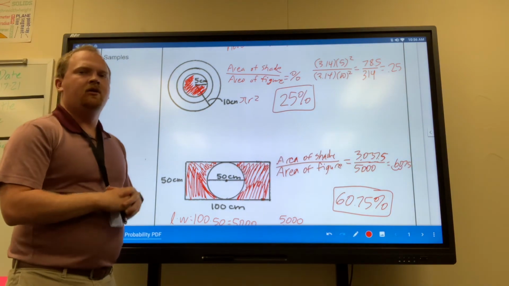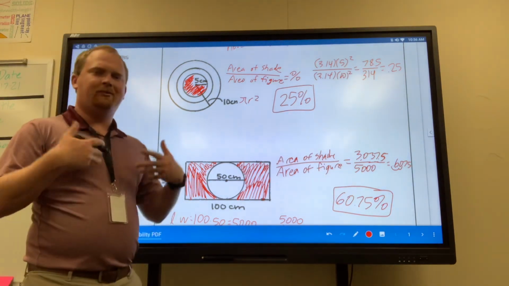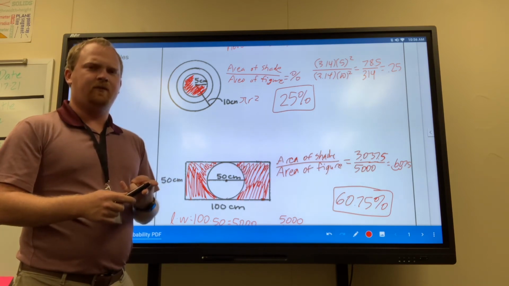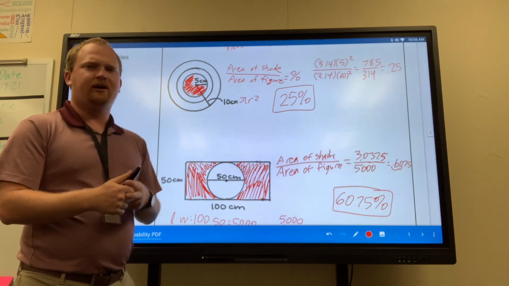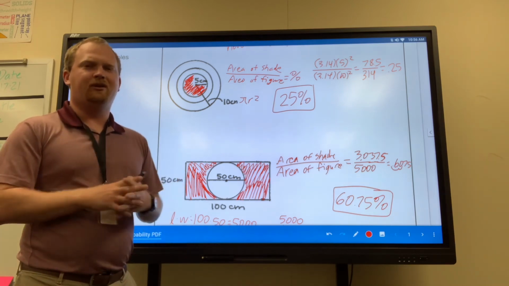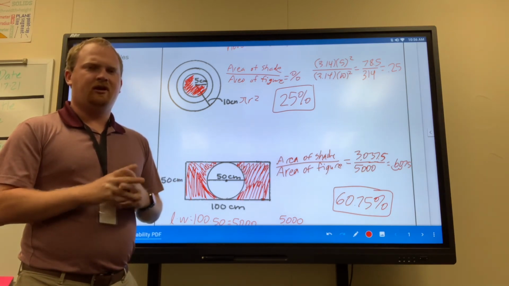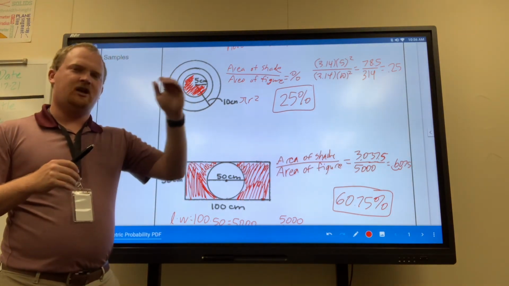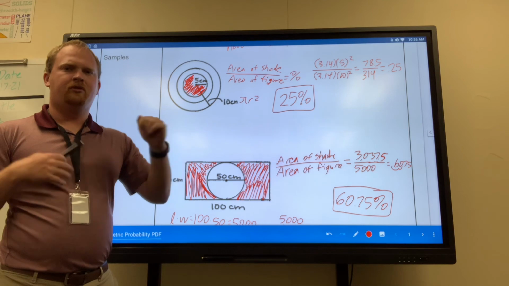All right. So what we have to be able to do is find the area of the shade, the area of the entire figure, divide those two out, and then move the decimal twice so we can get our percentage. Just remember that it is the shade over the total in order to find your percentage.